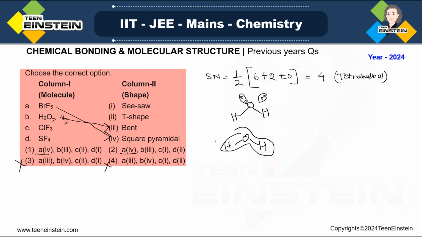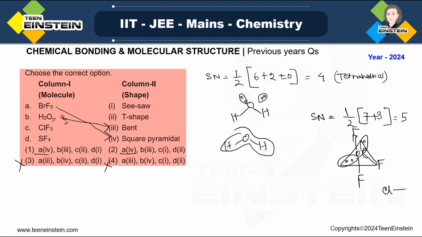Now come to ClF3. Now for ClF3, steric number for chlorine: it is 7 plus 3 monovalent atoms attached, so it should be 5. Now 5 means it is TBP geometry. But see, in TBP geometry, we do not have a total of 5 fluorine. We just have 3 fluorine. So for the rest of the 2 positions, lone pairs are always in the equatorial position. So without the lone pairs, if you consider the rest of the shape, it is like this. So this type of shape should be T shape. Okay. So C should be matching with 2.